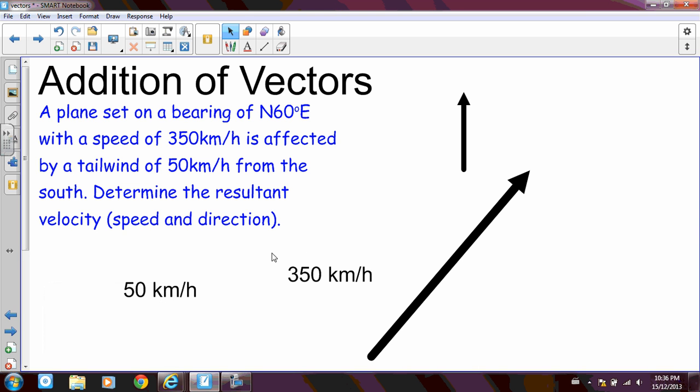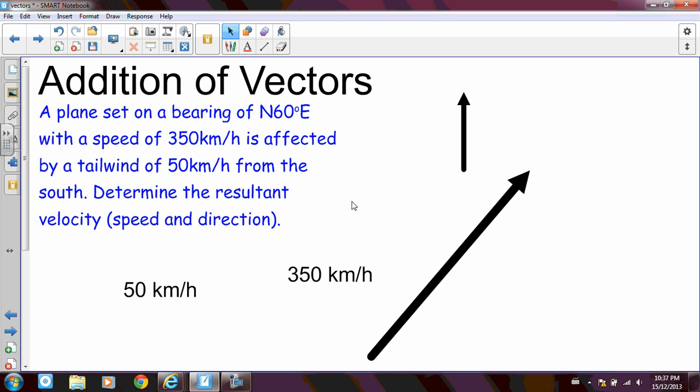Welcome back. We're looking at adding vectors now. Subtracting vectors won't be too different, so I'll just mention it after the fact. But if we look at the example, a plane set on a bearing of north 60 degrees east with a speed of 350 kilometers per hour is affected by a tailwind of 50 kilometers per hour from the south.